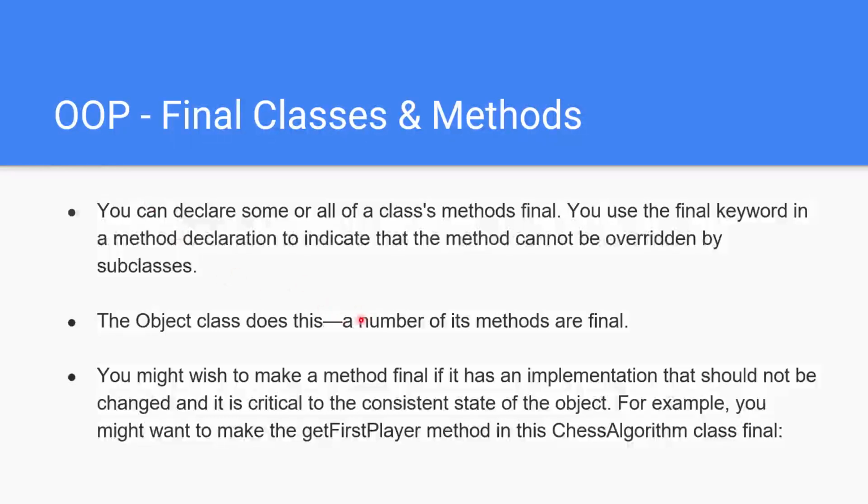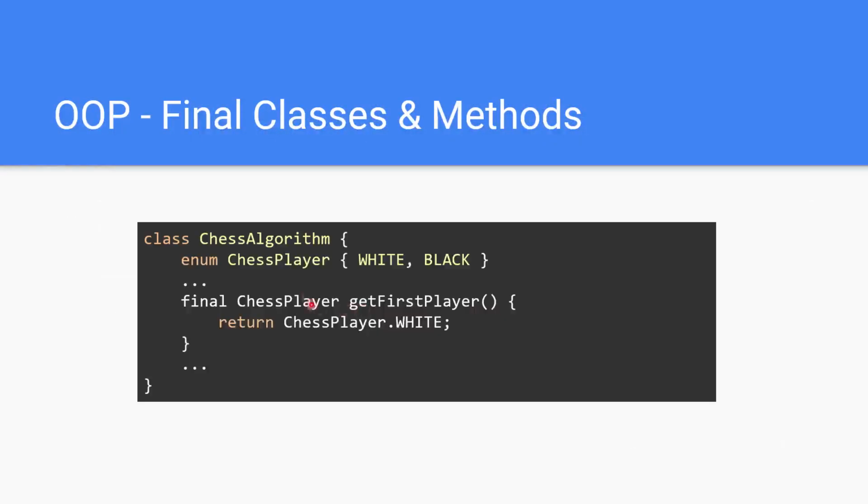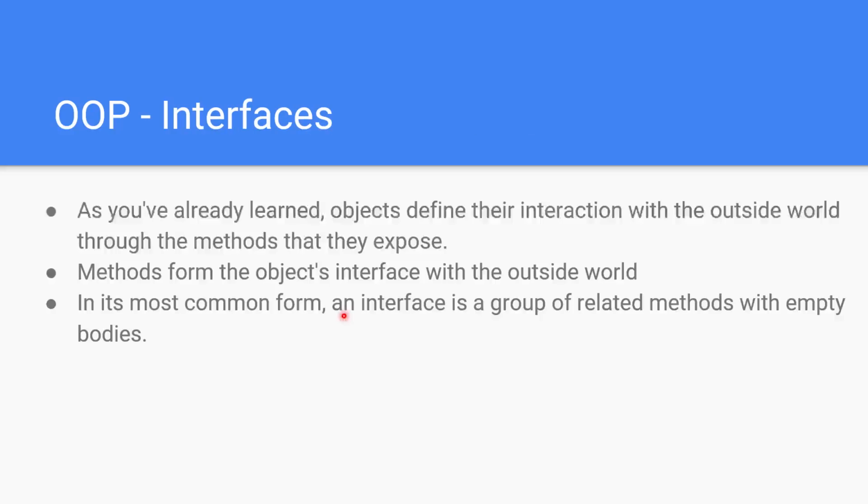So again, coming back here, let's take a look at an example. We can see here that with this class, we are declaring this method as final. So anything that inherits from a chess algorithm, we cannot override it.